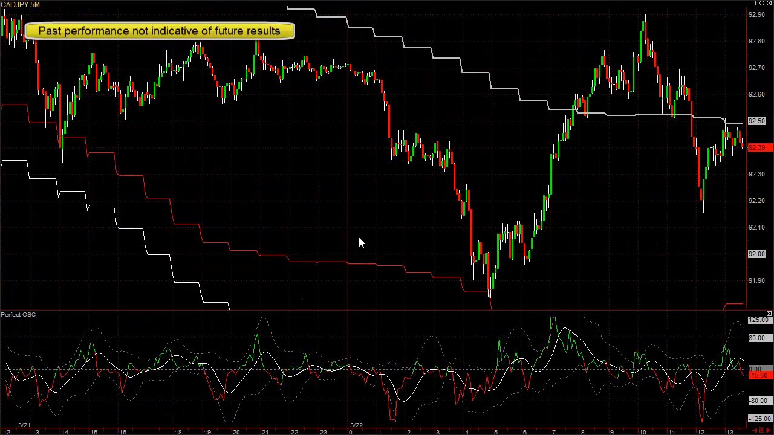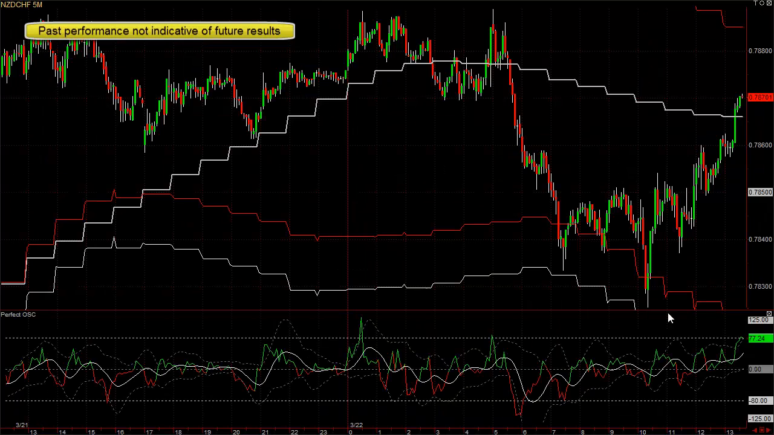Let's put the New Zealand Swiss on here. We're looking to sell this at 5:30. And of course you can see, notice first of all the perfect oscillator nailed that high there. It also was in an extreme reading right here. The price never went up.